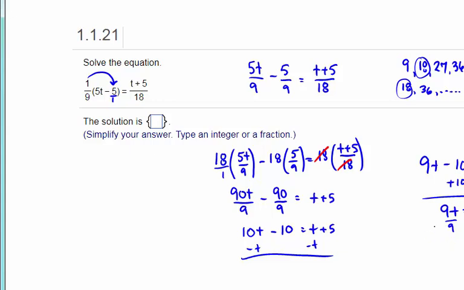And so my t value is going to be 15 over 9, which will reduce. Each of those is divisible by 3, so this will reduce to 5 over 3.